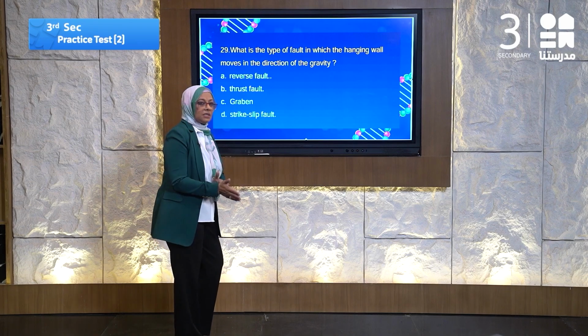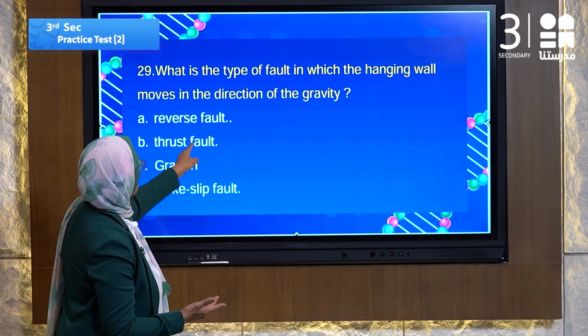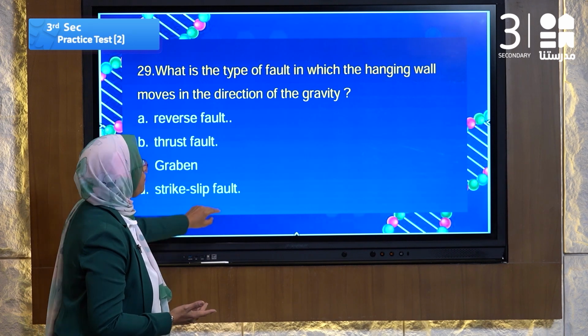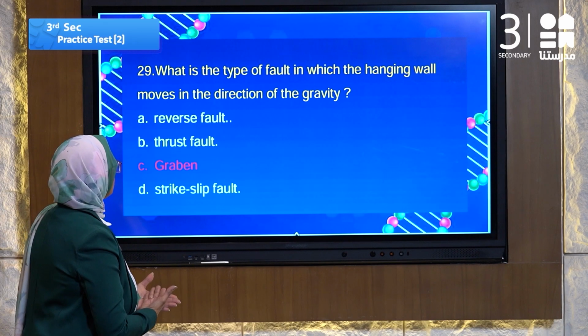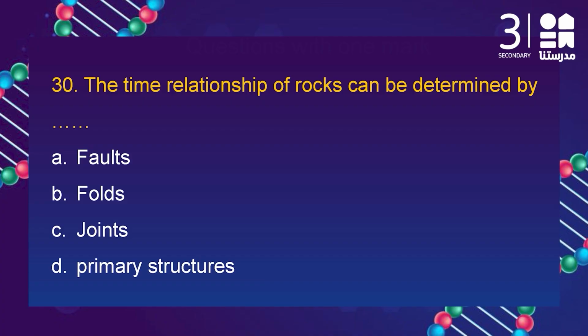Let's go to 29. What is the type of fault? Fault is earth science either. Faults in which the hanging wall moves in the direction of gravity. Hanging wall moves down in the fault. Let's answer the question, but first we read it. Reverse fault, thrust fault, graben, stick slip fault. The answer is graben. Yes, graben. In the direction of gravity, it will be graben. Yes. Let's go to 30.